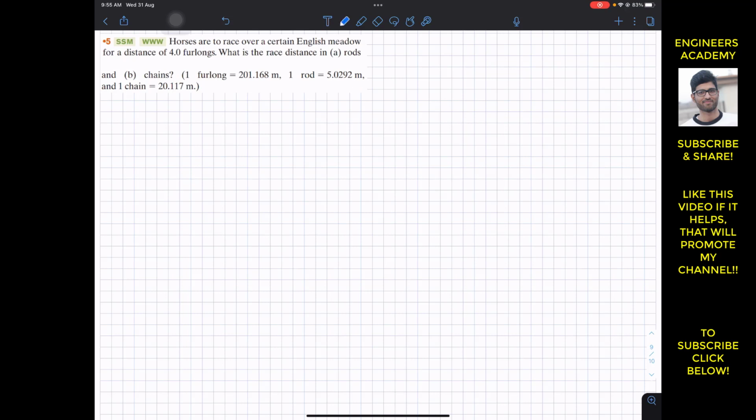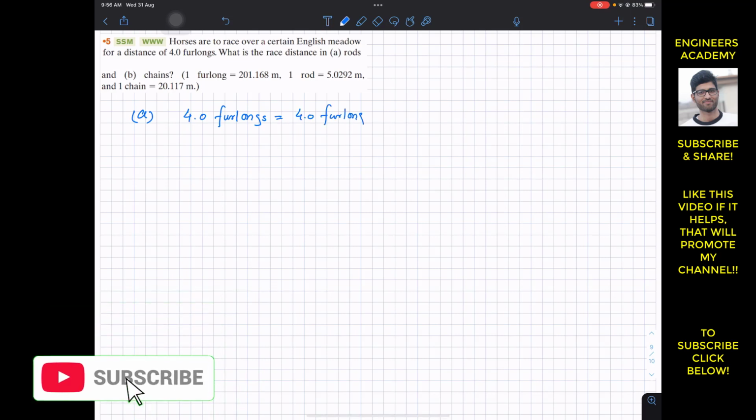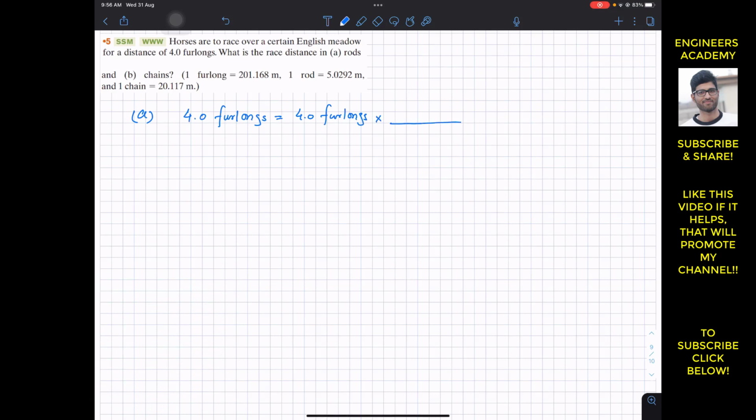So now the solution for part A: we need to convert 4.0 furlongs into rods. We are given 4.0 furlongs, and we multiply it by a fraction. Since we want to cancel out furlong, we need furlong in the denominator. We have the conversion between furlong and meter, so in the numerator I will write meters. Now 1 furlong is equal to 201.168 meters. So furlongs will cancel out.